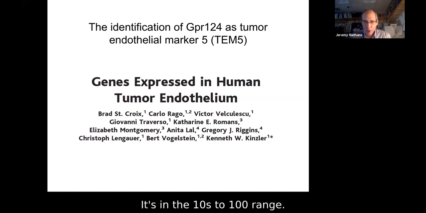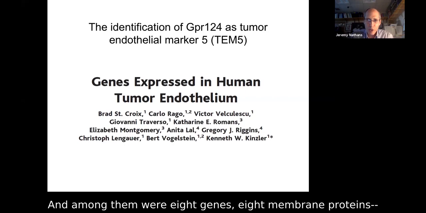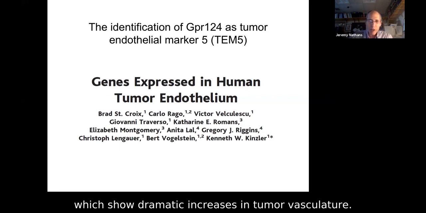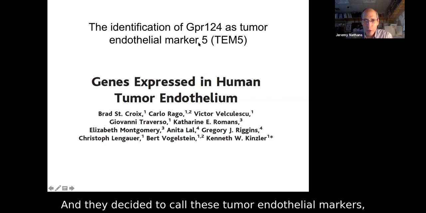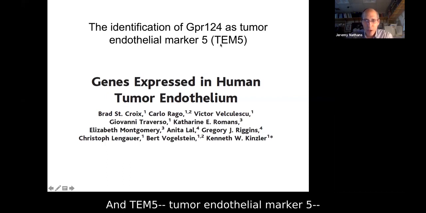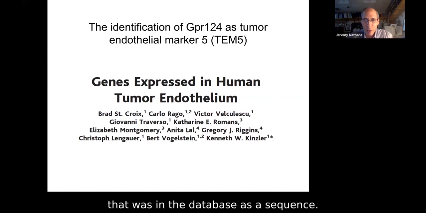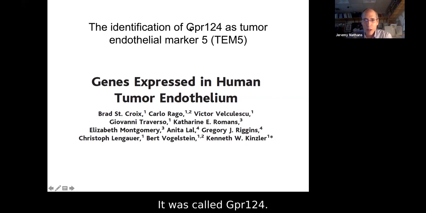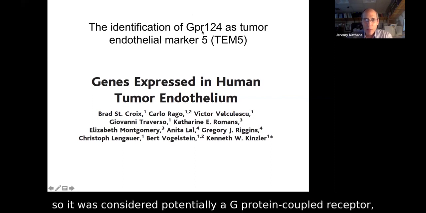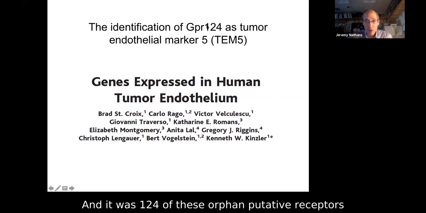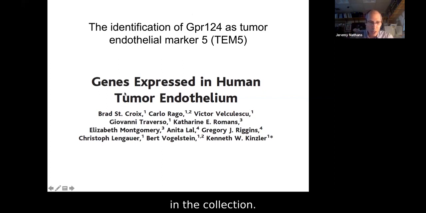It doesn't involve that many genes. It's in the tens to 100 range. And among them were eight membrane proteins, which showed dramatic increases in tumor vasculature. And they decided to call these tumor endothelial markers, and they numbered them 1 through 8. And TEM5, tumor endothelial marker 5, is the one that we're going to talk about here. It was a known protein, not a protein of known function, but a protein that was in the database as a sequence. It was called GPR124, and it had 7 putative transmembrane segments, so it was considered potentially a G-protein coupled receptor, hence the name GPR. And it was 124 of these orphan putative receptors in the collection.